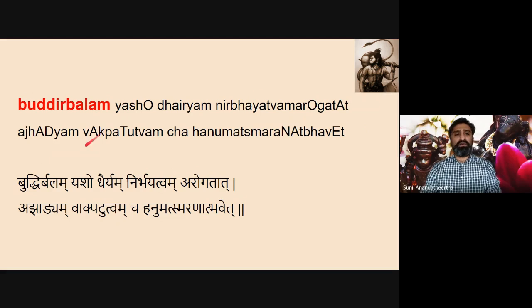Next one. Ajhadyam, ajhadyam vakpatutvam. Vakpatutvam becomes vakpatutvam, right? It's not a big deal. Ajhadyam vakpatutvam cha hanumat smaranat bhavet, right? All of them combined becomes hanumat smaranat bhavet. Now you're taking away the gaps between the words and saying all these three words together: hanumat smaranat bhavet.